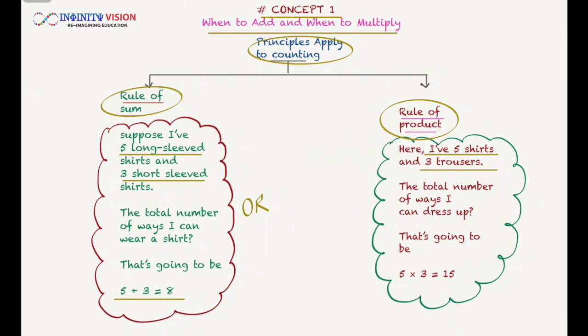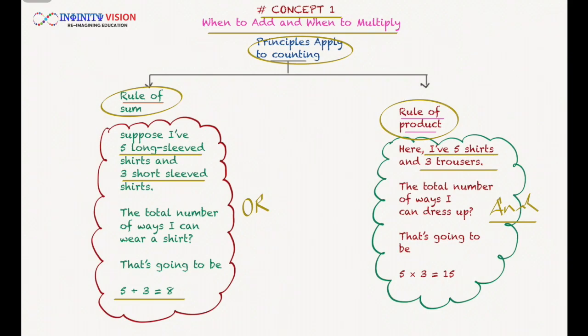So the number of options you have for wearing the shirt is 5, and the number of options you have to wear trousers is 3. So you are going to choose any of the shirts in 5 ways, and the word here comes: and 3 trousers. So every shirt has 3 trousers options.